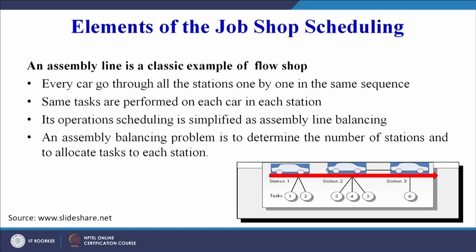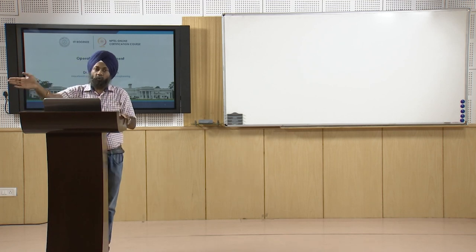Its operations scheduling is simplified as assembly line balancing can be easily carried out. An assembly balancing problem is to determine the number of stations and to allocate tasks to each station. So we have to balance the assembly line, and the sequence is very clear. The product has to move from one end to the other, and during this movement all assembly has to be built on top of the product or the chassis. In case of an automobile, if it enters from one side, all assembly operations have to be done and the final product comes out. So the line can be balanced by assigning different tasks at different workstations.